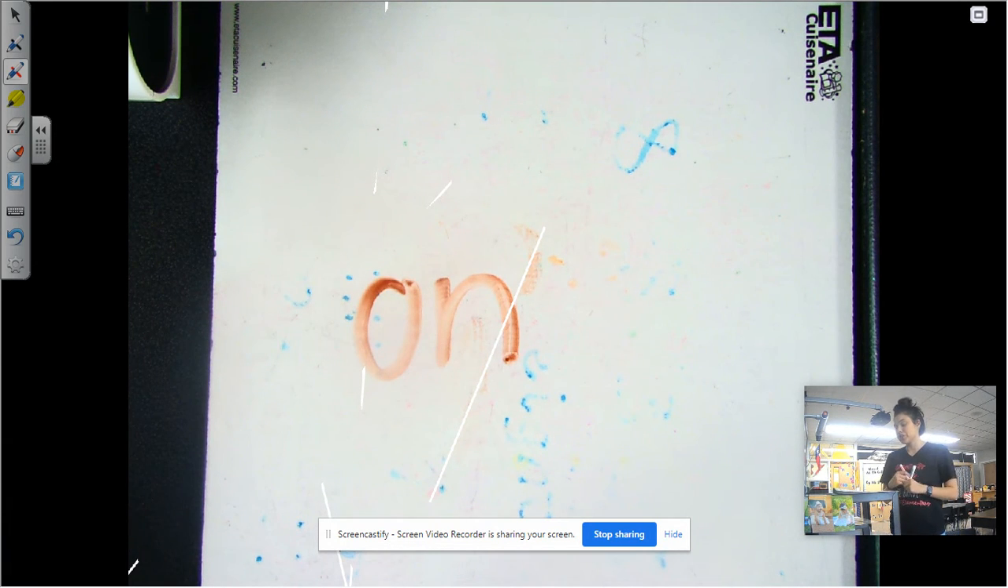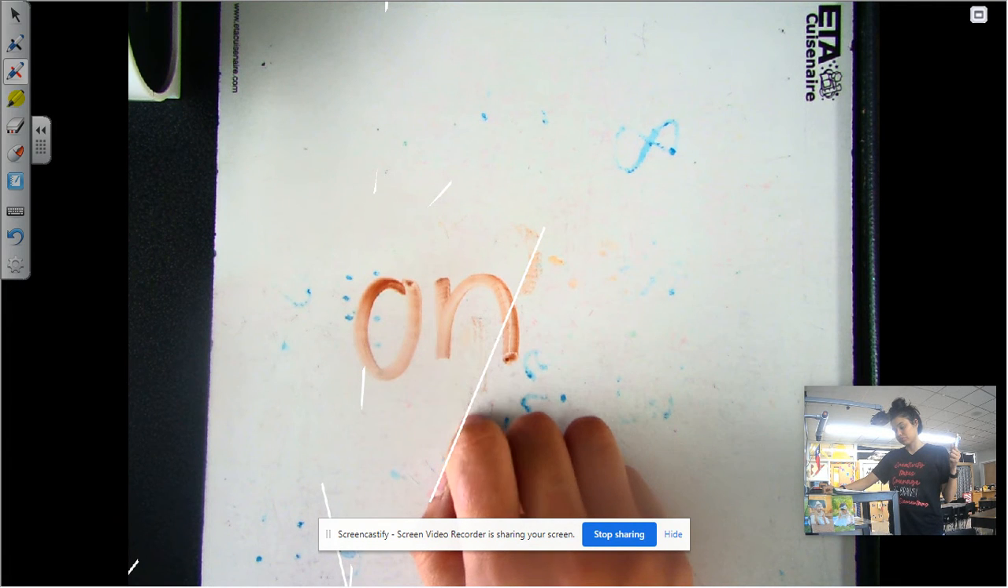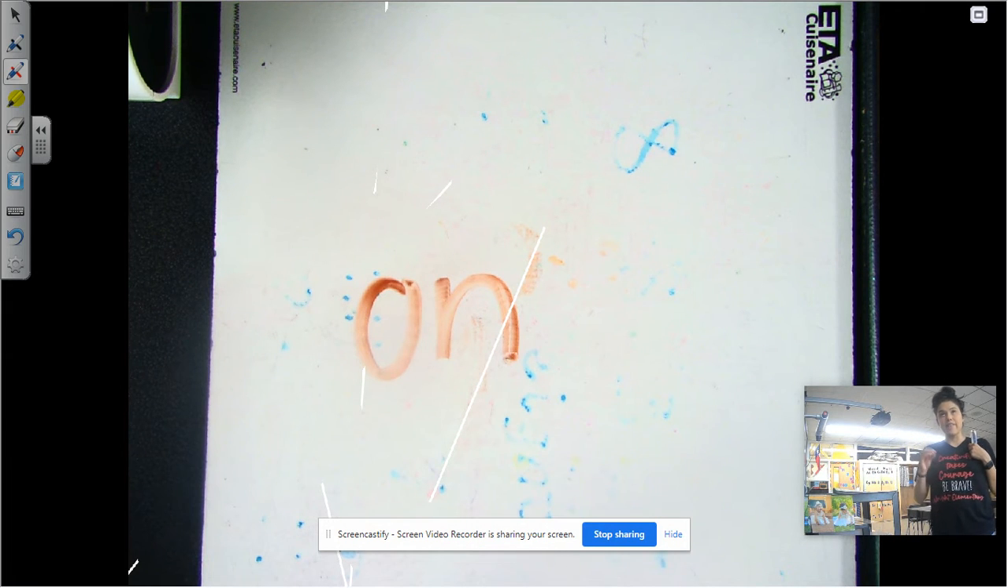Yes, I sure do see a vowel. It's the letter O. Do you see anything after the O? That's right, the letter N. Is the letter N a vowel or a consonant? It is a consonant, right?